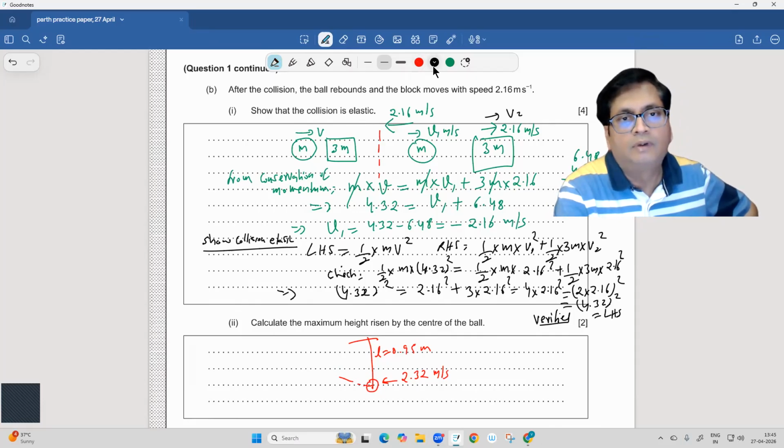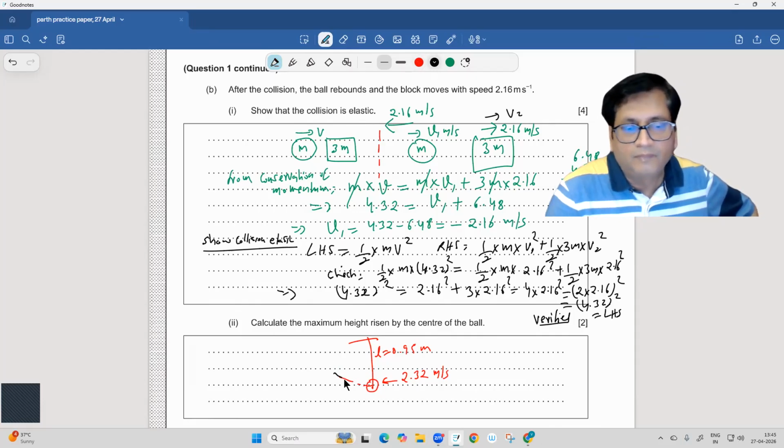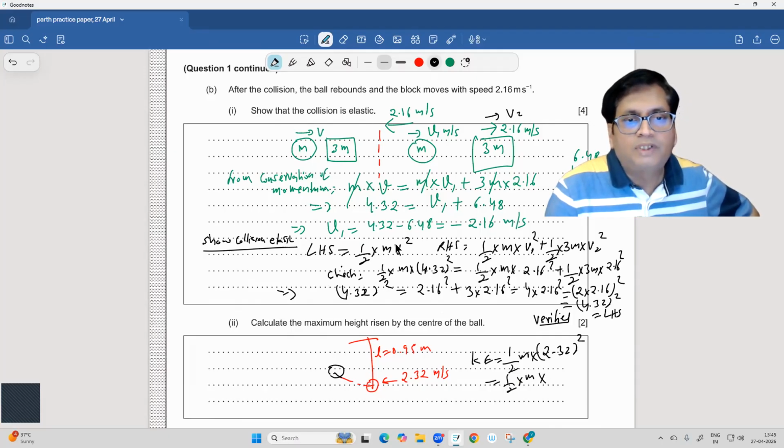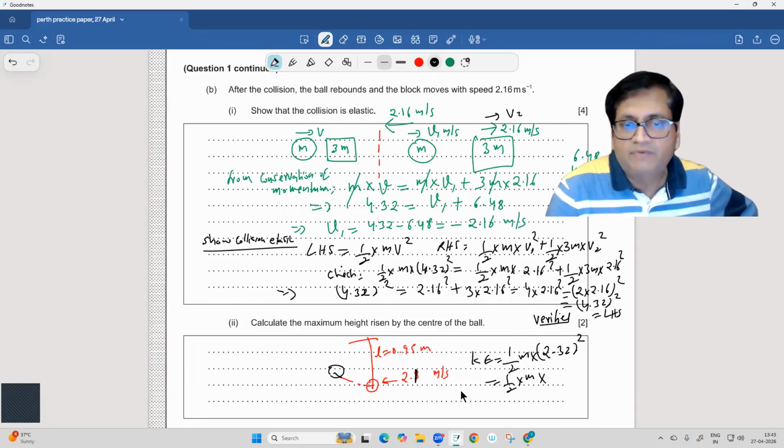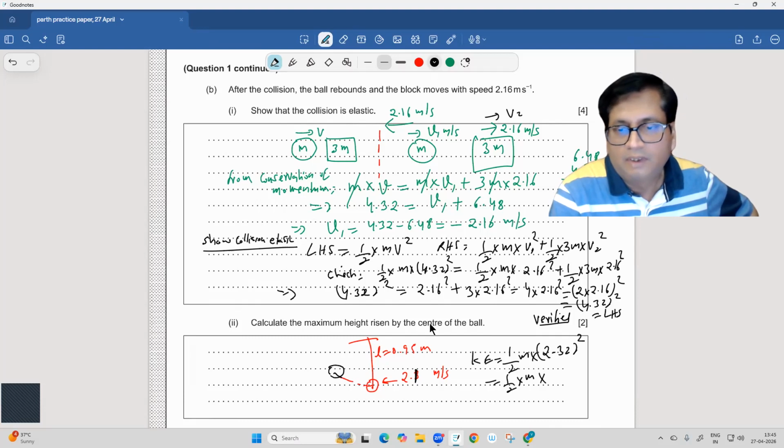How will we know? So it's saying after it rebounds, how high it will go? Okay. तो देखो, how much is the kinetic energy? It is half into m into 2.32 square, right? But so there is a pattern in the number. This 2.32, 2.16, sorry, I made a mistake, right? It was 2.16, not 2.32.